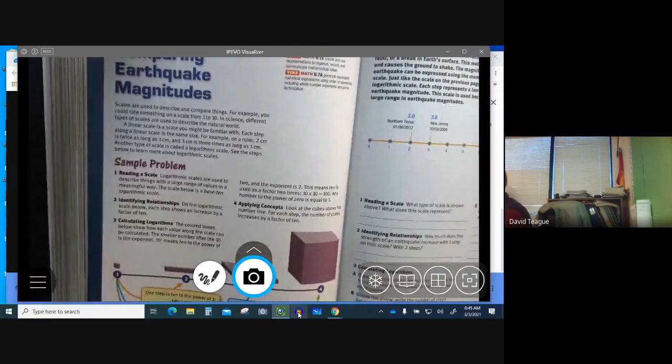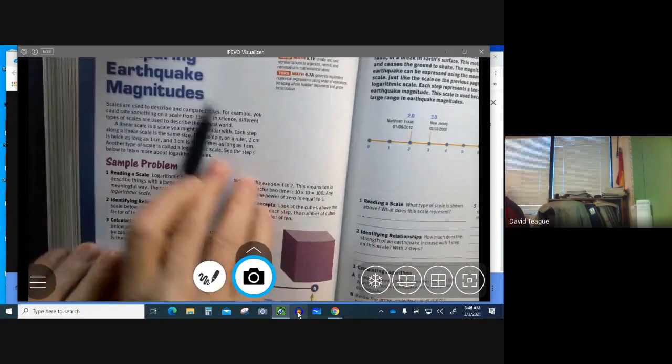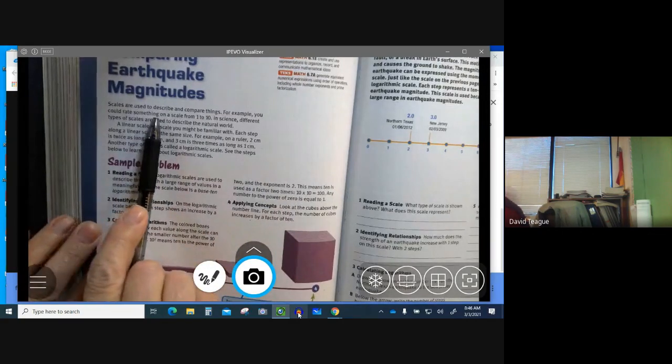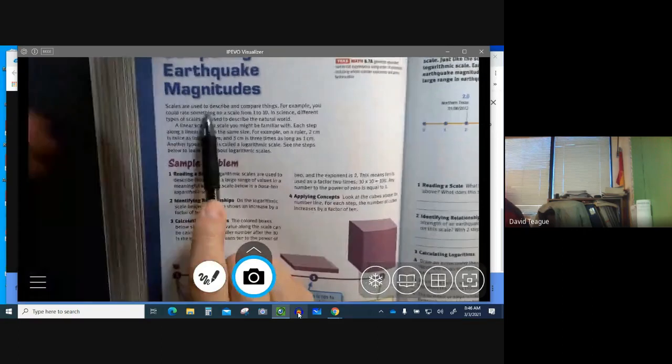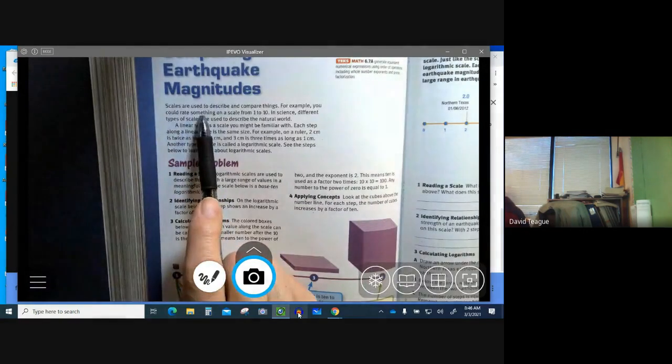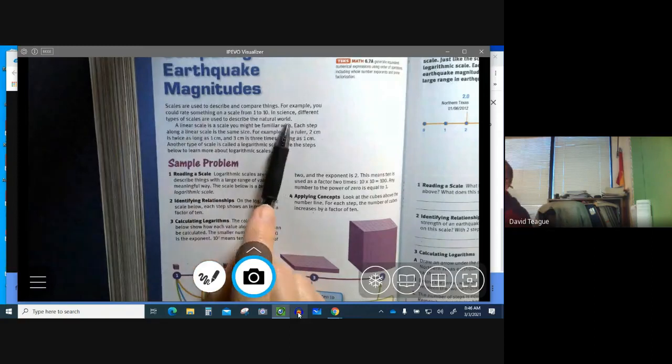So, comparing earthquakes, scales are used to describe, I think we need more light. Is that better? That's a little bit too bright. I don't know.